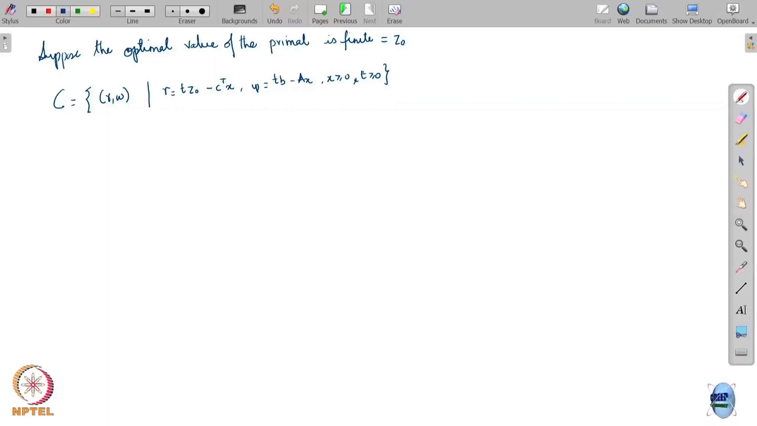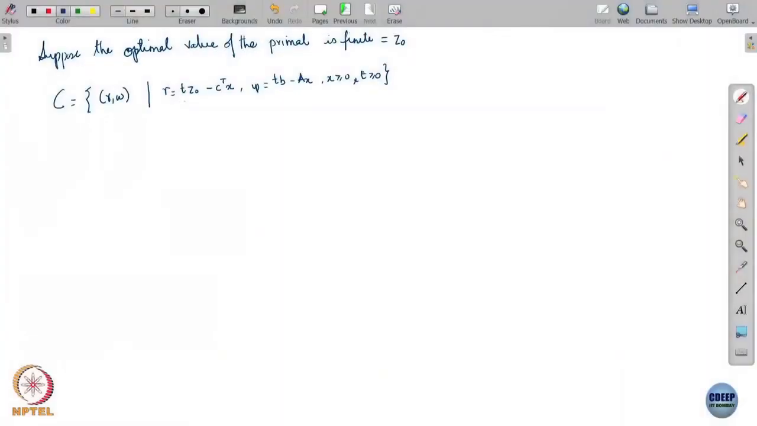So, C is this set of (r, w) that satisfy this. It is the set of (r, w) that can be expressed in the following way. r can be expressed as t z0 minus c transpose x for x greater than or equal to 0 and t greater than or equal to 0. And w can be expressed as t b minus A x for x greater than or equal to 0 and t greater than or equal to 0. For the same x and t greater than or equal to 0, your r can be expressed in this way and w can be expressed in this way. This is the set C.